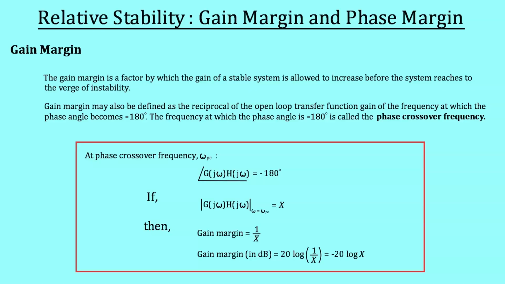For finding the gain margin of any system, our first step should be to find the phase crossover frequency, and we can find that by putting the phase of the open loop transfer function equal to minus 180 degrees. After finding the phase crossover frequency, we then have to find the gain at the phase crossover frequency. After that, gain margin is simply the reciprocal of that particular gain, and if required, we can also convert the gain margin to dB scale.